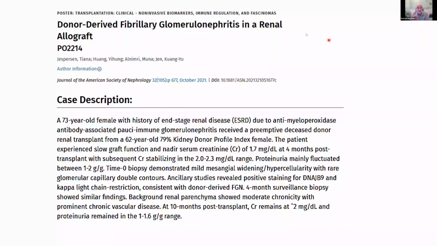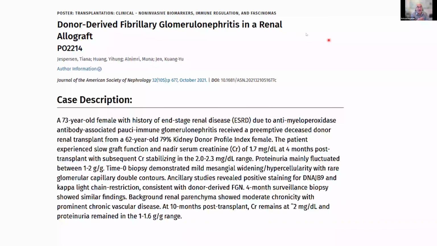The patient experienced slow graft function and a creatinine of 1.7 at month 4 post-transplant. After that, the creatinine stabilized in the 2 to 2.3 range. Proteinuria was fluctuating between 1 to 2 grams per day. Time zero biopsies showed mesangial widening, similar to our case, some hypercellularity, some double contours. We didn't have that. And DNAJB9 was positive. Interestingly, in that case also the deposits were kappa light chain restricted.